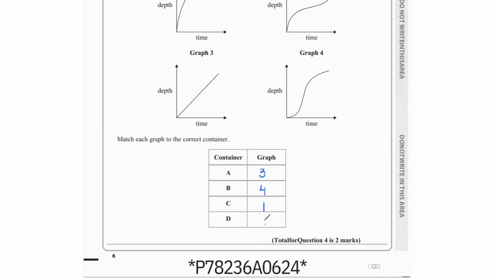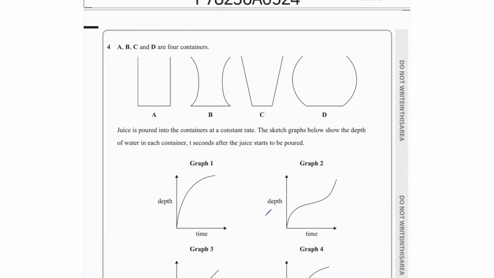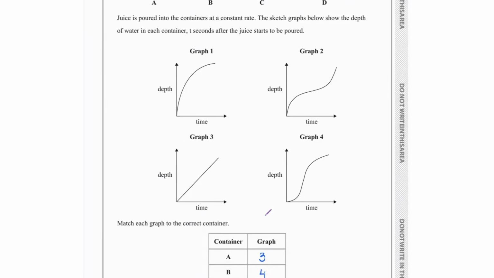And lastly, this is going to be 2, because that one shows a very wide, uneven container. So if we look at the second one, it's increasing at a decreasing rate, constant, then increasing at an increasing rate. So that's the second one.